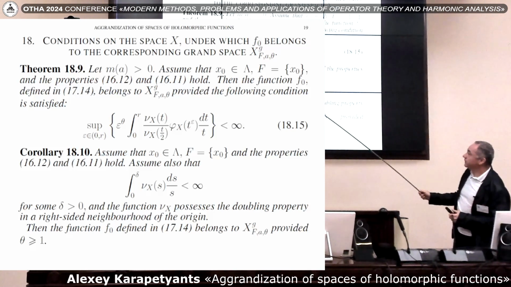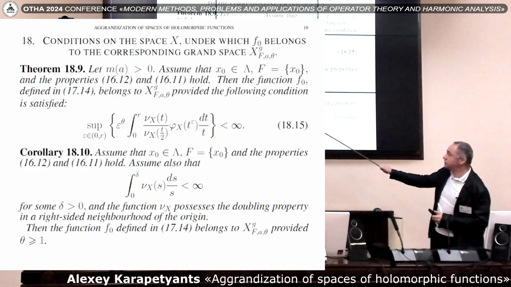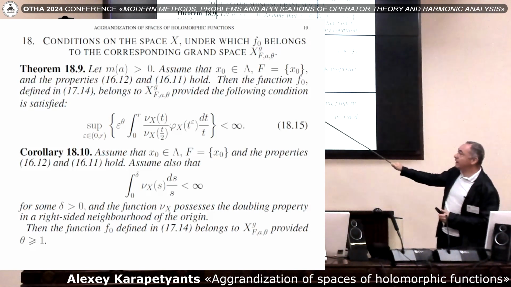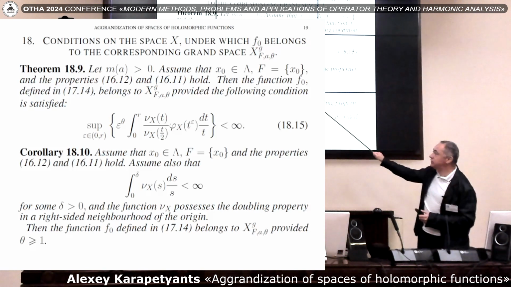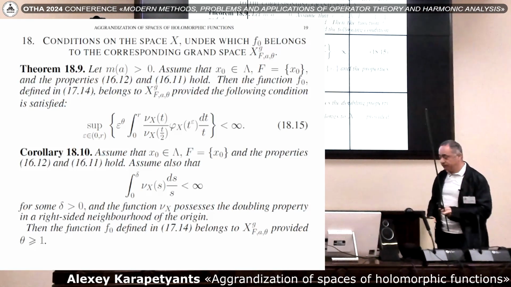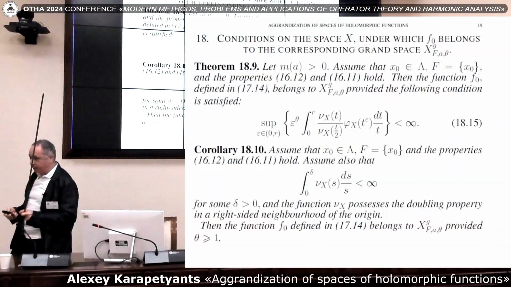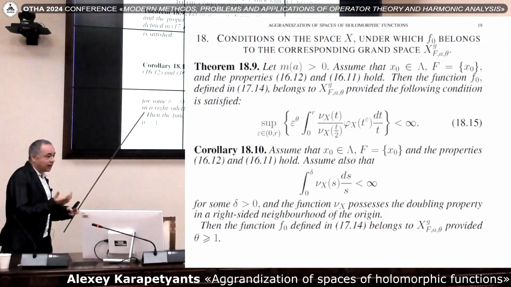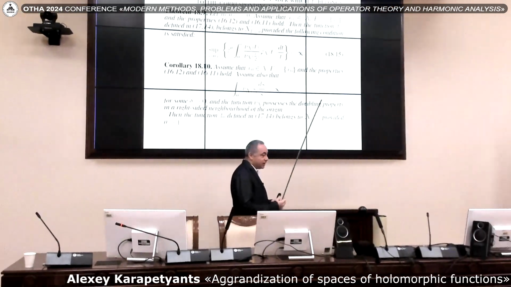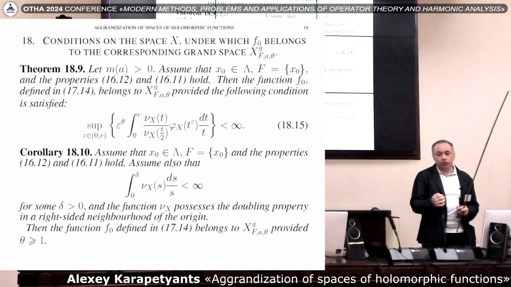And in the case when this fundamental function possesses the doubling property, we can even simplify this condition. You can see a very nice, very simple condition to ensure that our function f0 belongs to the aggrandized space. So now we answered the main problem, whether we have a real grand or aggrandized space. We do have.